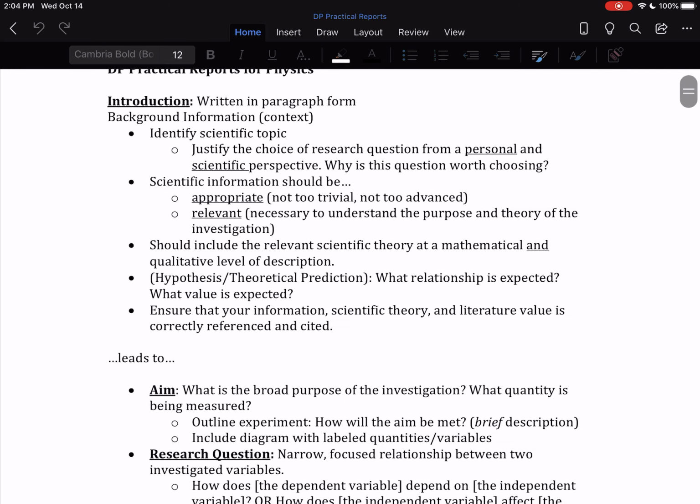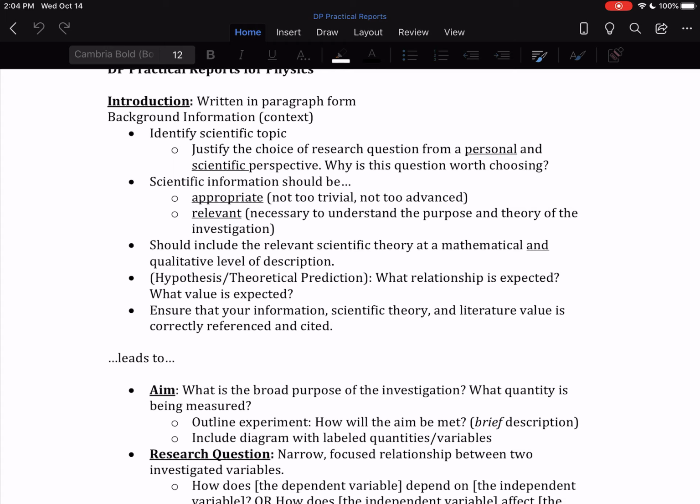For that background information, it's worth noting you don't need to start from the beginning. You don't need a first sentence that says, in the beginning there was the Big Bang and all of physics was discovered. You don't need to do that. You just need to dive right into the scientific topic. What is this investigation about scientifically? And you can start a little bit broader and narrow in, okay?